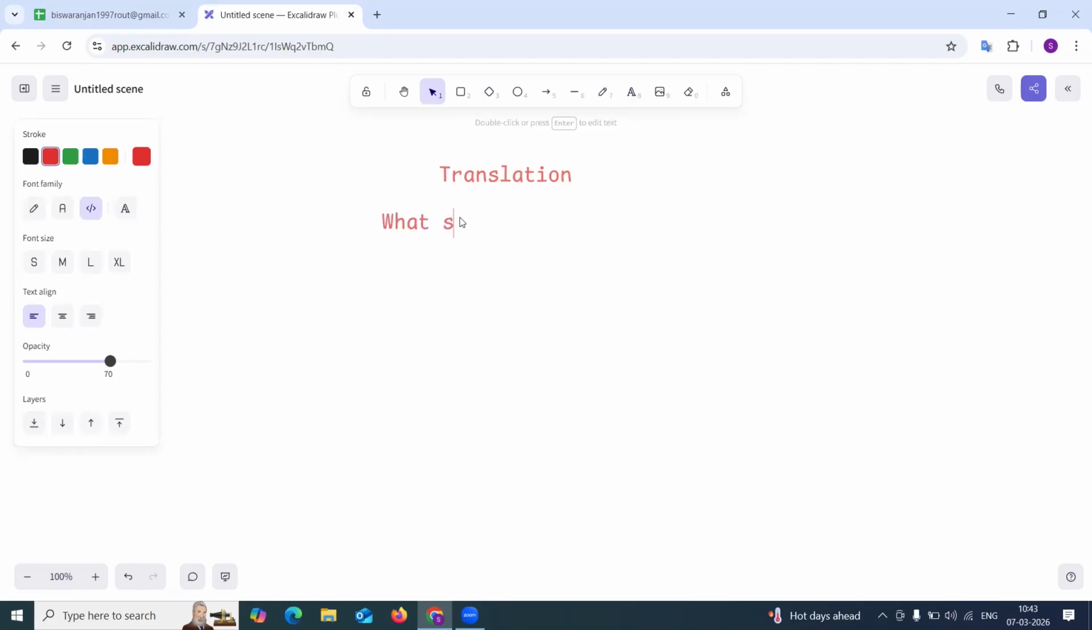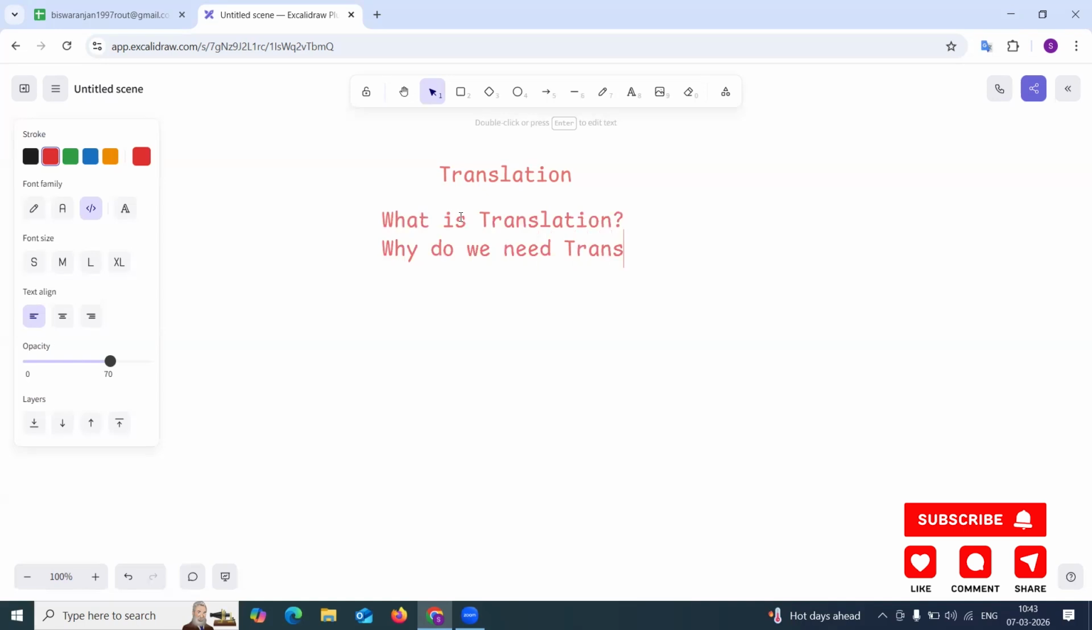What is translation? First question. And why do we need translation? These are my two primary questions. Anyone aware of it?